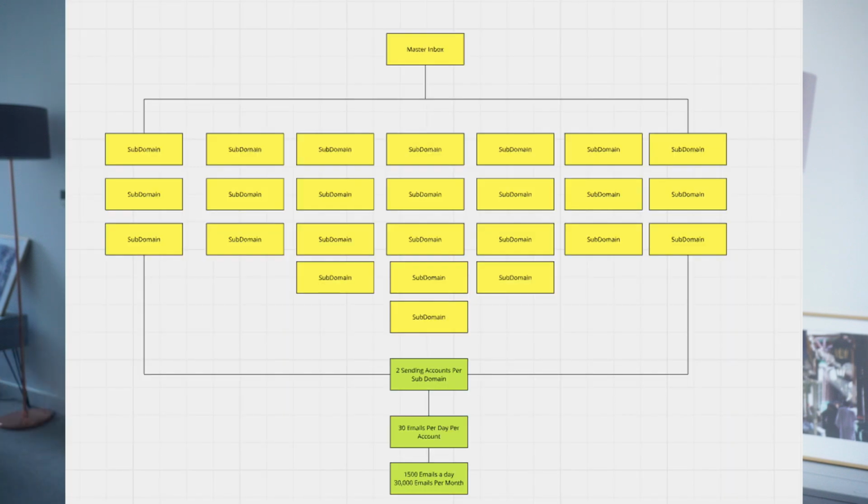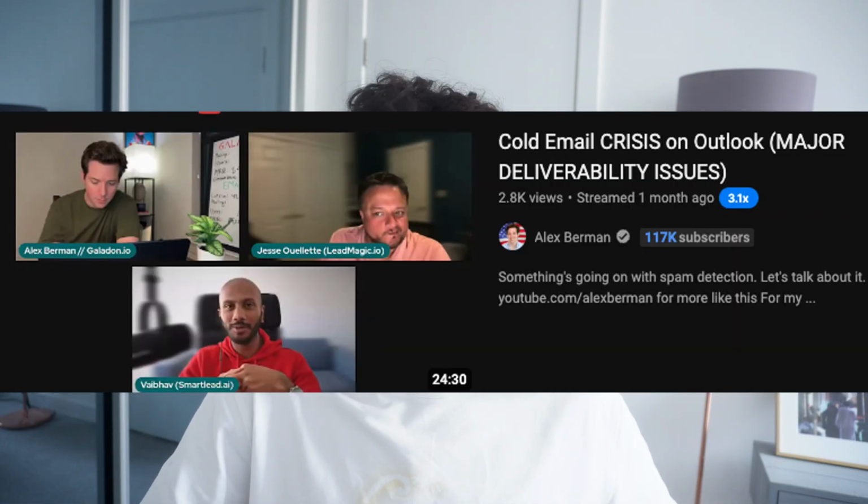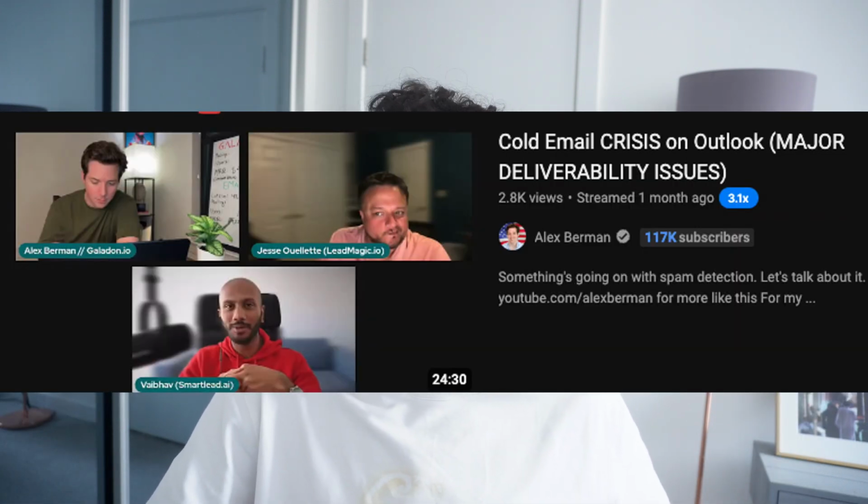The next thing is deliverability. Recently there's been a lot of deliverability stuff going around with Outlook and all the other providers. Deliverability is going down, right? And cold email specifically is becoming more about how good you are at landing in someone's inbox rather than how good your email copy is, right?